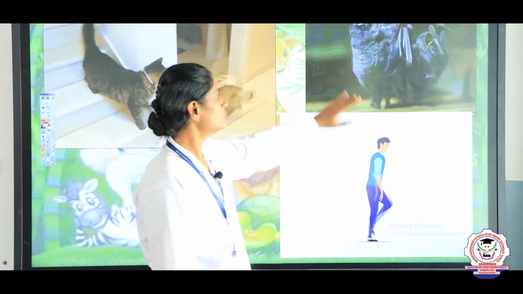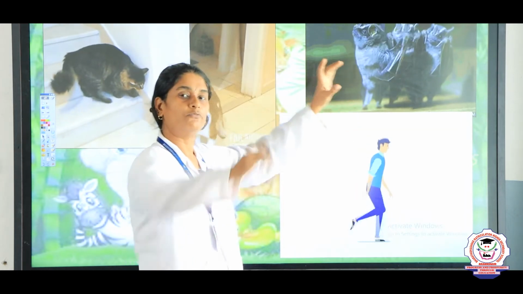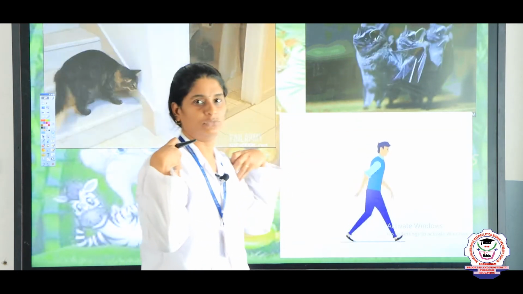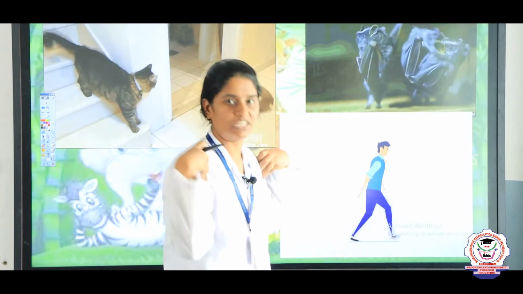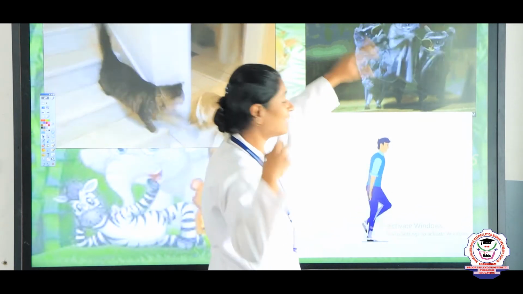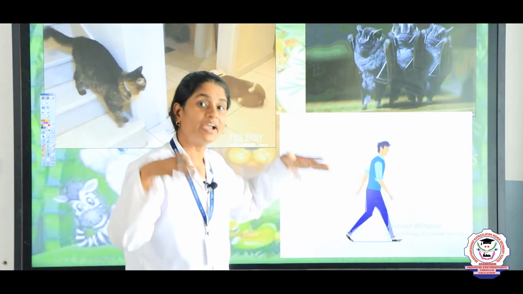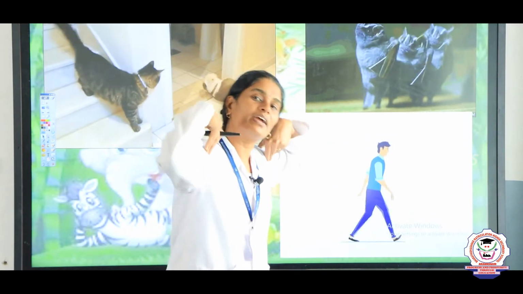In the bat, the forelimb is a modified limb, right? It is modified into wings. You can see the bat has wings to fly, right? It is not actually wings, it is the modified forelimbs. The forelimb is modified as wings.